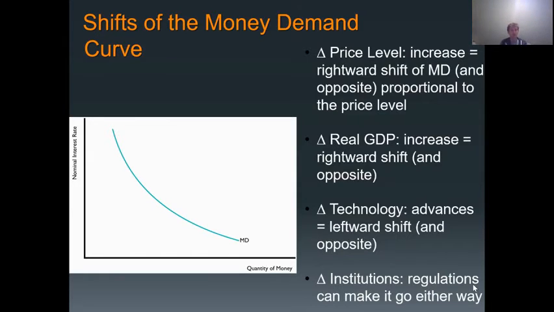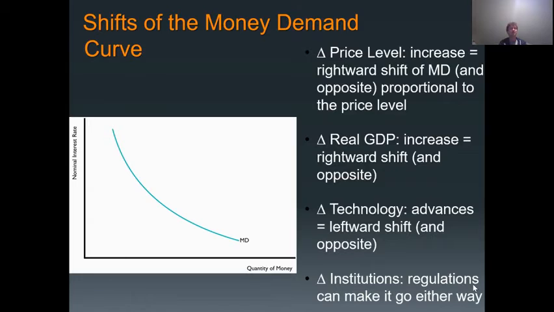A change in real GDP is also going to change your money demand. An increase will cause a rightward shift. The opposite will be true as well. Some of that has to do with price level, but it's not quite as correlated. You can more think of it in terms of more stuff has been output, so you need more money to buy that more stuff.